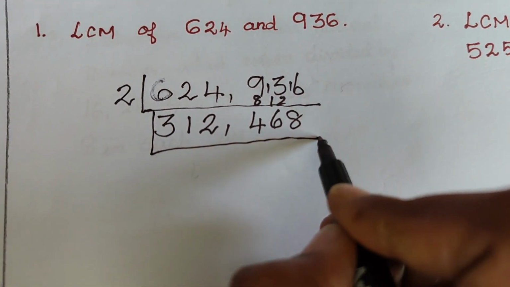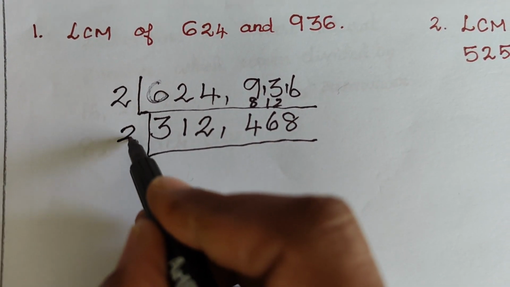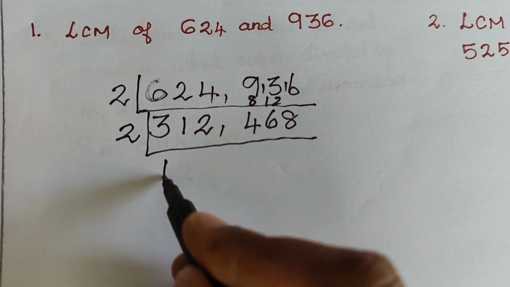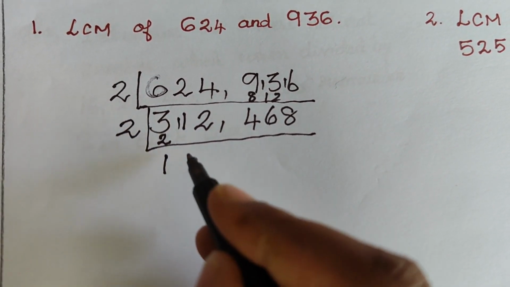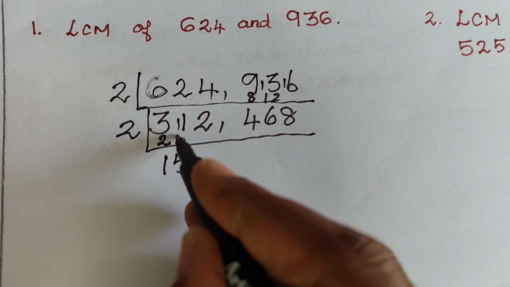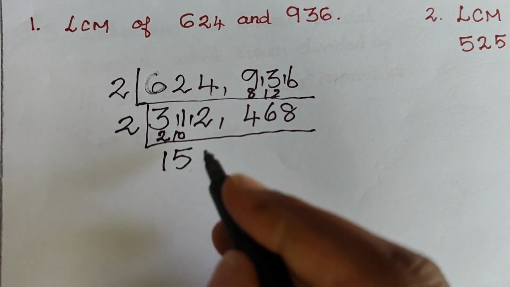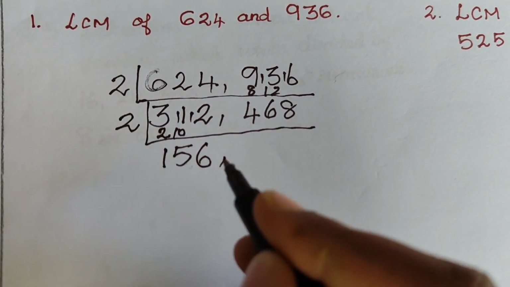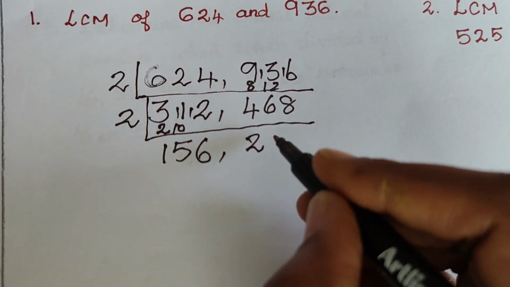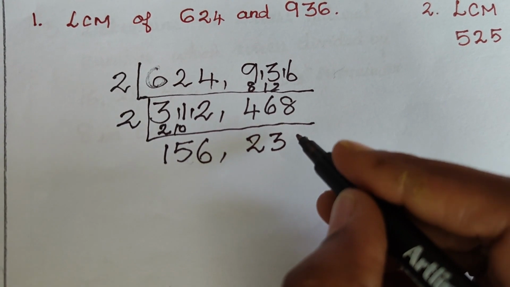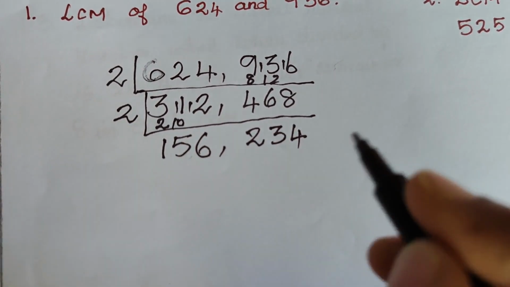Now again, both are even numbers, so they are divisible by 2. In 3, 2 goes 1 time, 1 into 2, 2, 3 minus 2, 1. In 11, 2 goes 5 times, 5 2s are 10, balance 1. In 12, 2 goes 6 times. In 4, 2 goes 2 times. In 6, 2 goes 3 times. In 8, 2 goes 4 times.